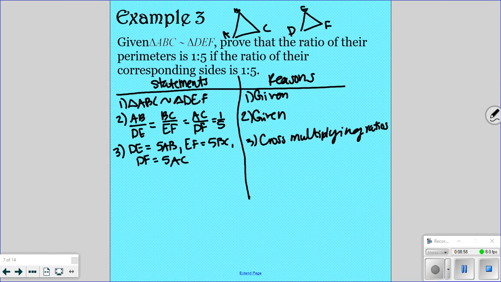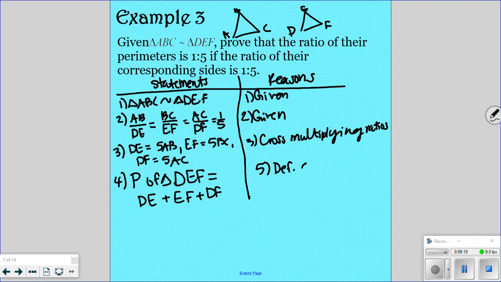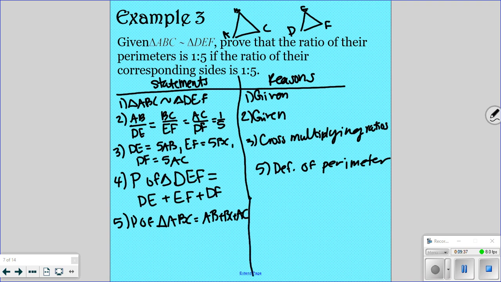Okay, from there, the perimeter of triangle DEF is equal to your 3 side lengths, DE plus EF plus DF. And that's just the definition of perimeter. And then the same thing for the perimeter of the other triangle. So that would also be the definition of perimeter.